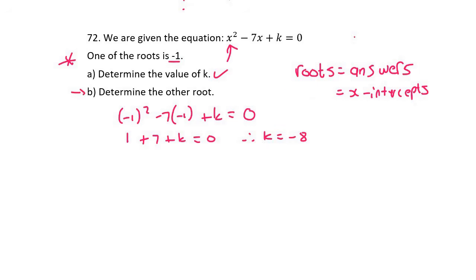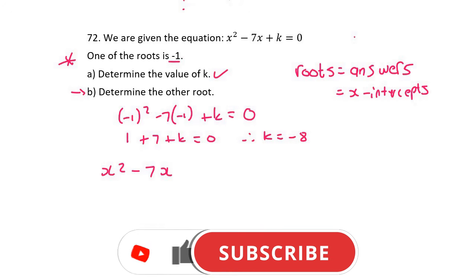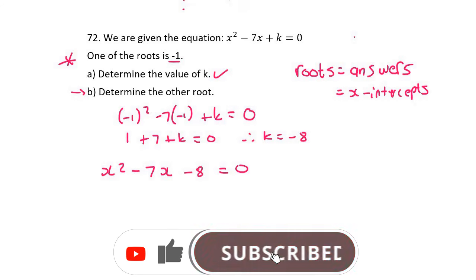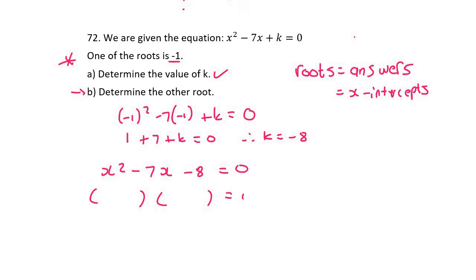Now question B says determine the other root. So determine the other answer. Well, what we do now is we can go fill in that negative 8 in the equation. And now we just go and do our normal factorizing. And we'd find x minus 8 and x plus 1 if you factorize that one. And so x is 8 or x equals negative 1.